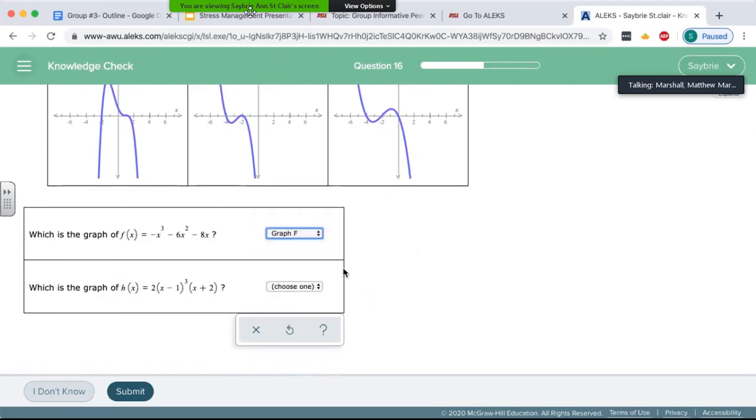And then the last one, 2 parenthesis x minus 1 to the 3rd power. Man, love Desmos. Stoked. Such a pain to do it without Desmos. And then x plus 2.